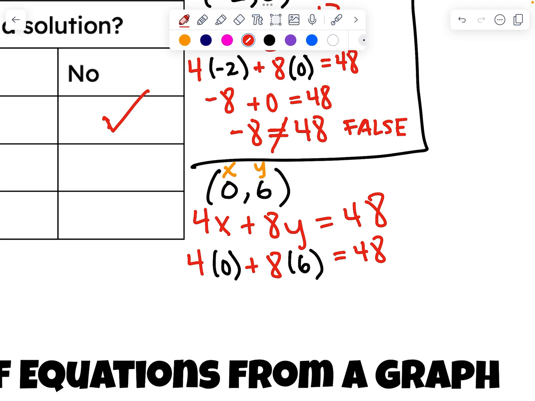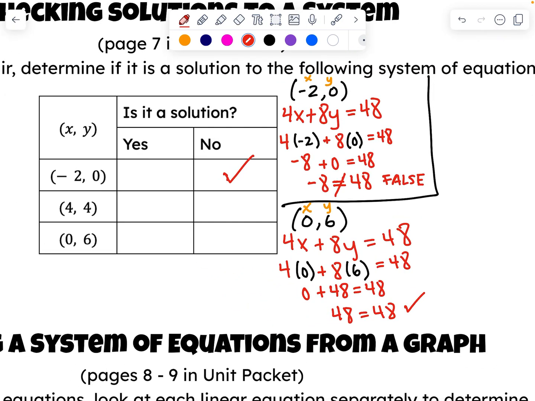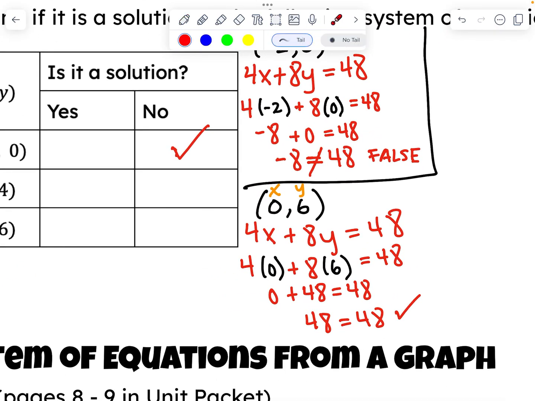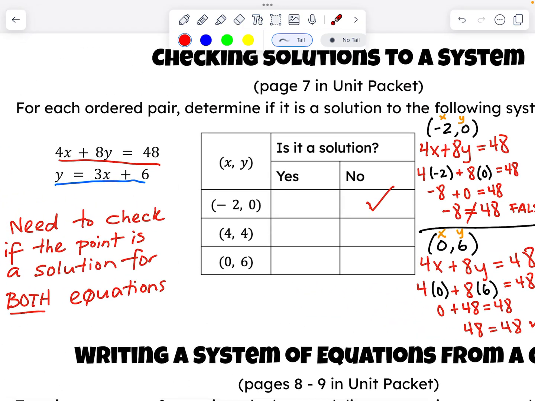Okay, 4 times 0 is 0, plus 8 times 6 is 48. And I get a statement that says 48 equals 48. And that is true. So far so good. Okay, so far this point 0, 6 is a solution to this line. Okay, but I'm not done yet because this is a system. So now I need to check the blue line.